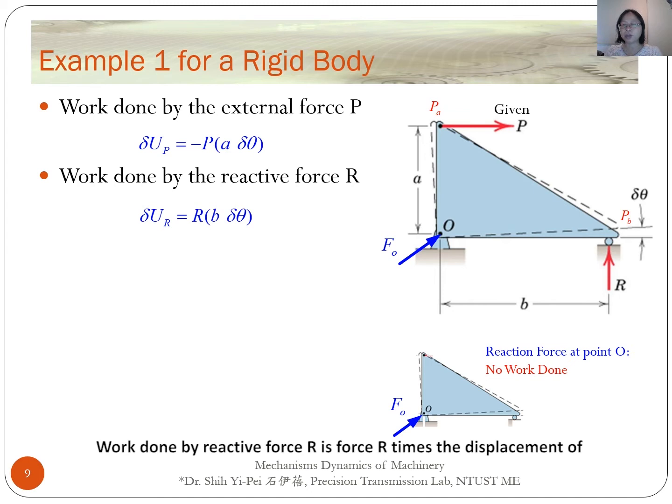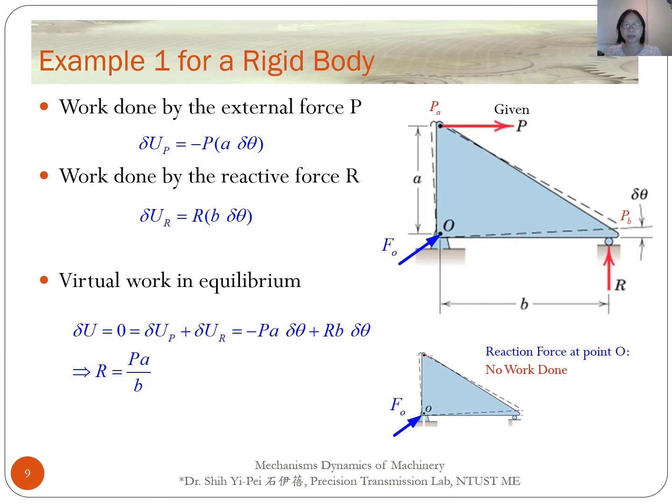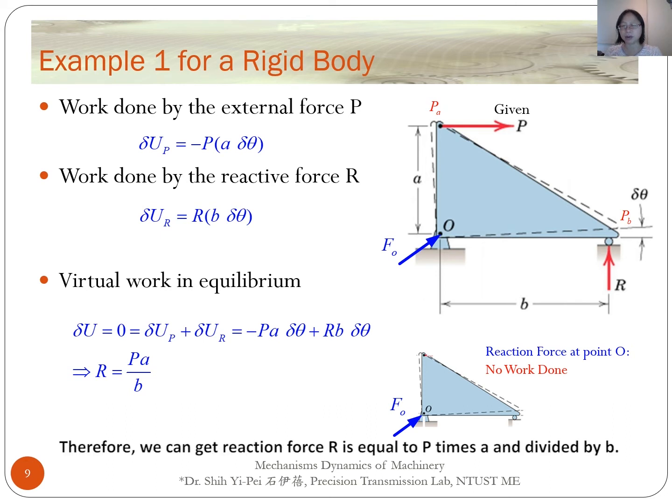Work done by reactive force R is force R times the displacement of point PB, which is the distance B times delta theta. If the object is in equilibrium, total work done by force P and R is 0. Therefore, we can get reaction force R is equal to P times A divided by B.